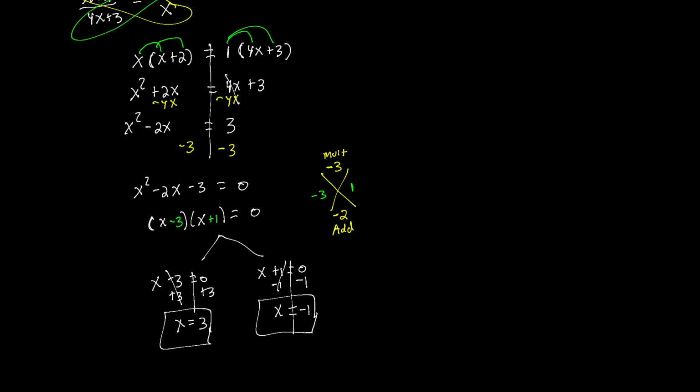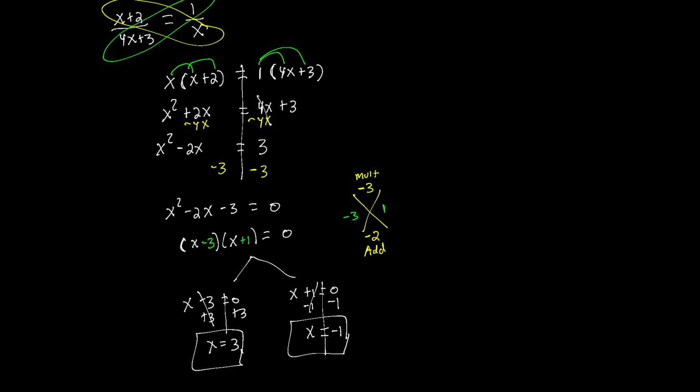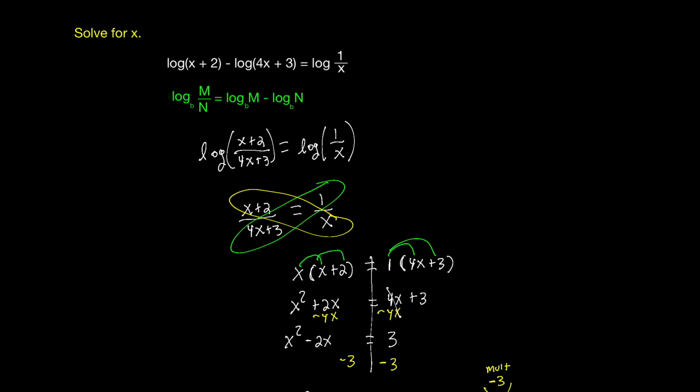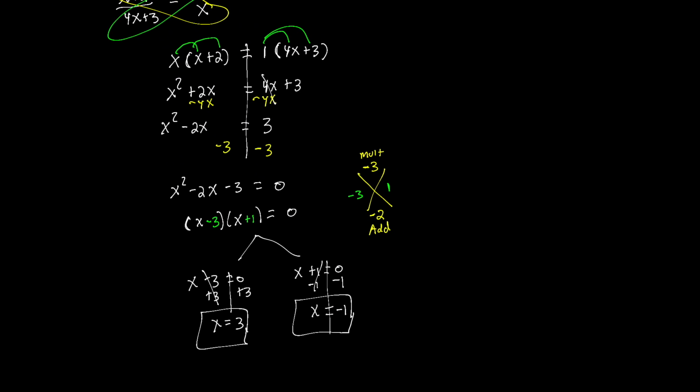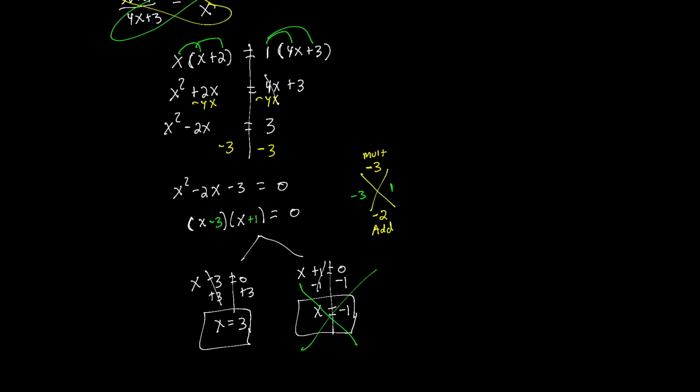Well, these are the candidates because remember, these two solutions have to produce a positive argument in the original equation. But you can see that negative 1 is going to produce a negative argument here, since 1 divided by negative 1 is negative. It's also going to produce a negative argument here, since 4 times negative 1 is negative 4, and then if we add 3, we're going to get a negative 1. So negative 1 is not going to be a solution to this equation, so we're going to disregard it.